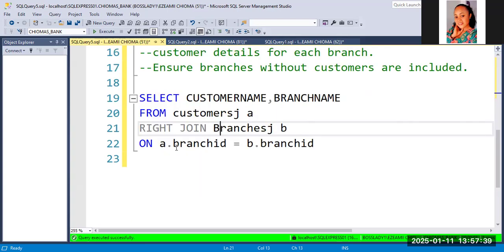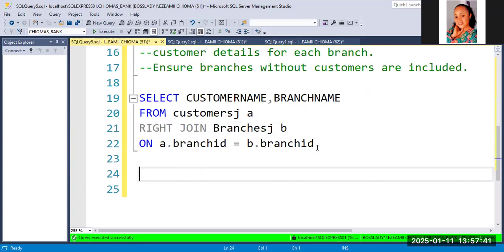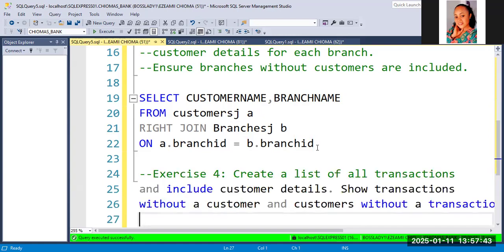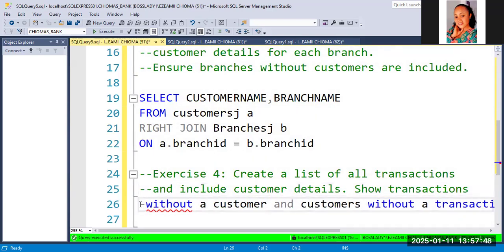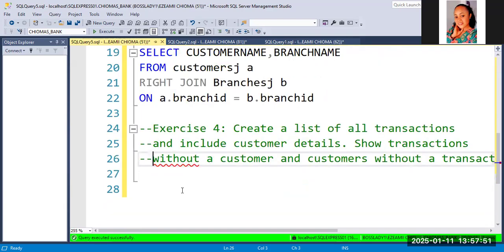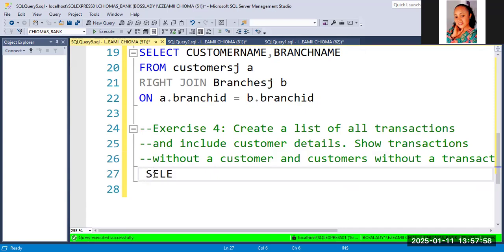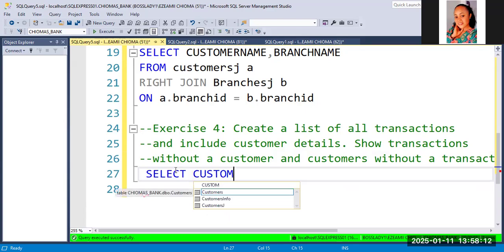All right, so this leaves us with full outer join. We want everything, that's what the question is saying. Even if the customer doesn't have a transaction, we want it. Even if the transaction doesn't have a customer, we want it, which we know a transaction must have a customer. But for the purpose of this lesson, that's why we composed it like this, so that we actually get to use full outer join. So we want a list of all transactions and include customer details. Let's just include customer name.